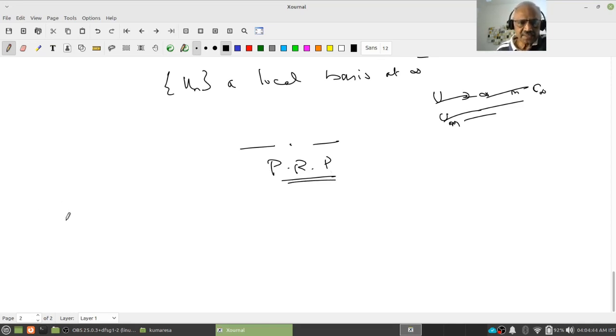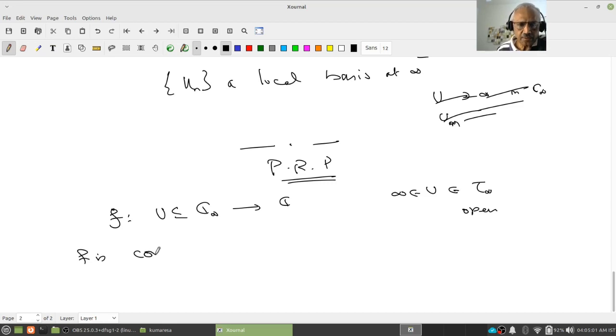So let us try to understand continuity. Suppose f is defined from U to C, where U is a subset of C infinity, and U is in tau infinity. This is open, right? I want to know when f is continuous at infinity.